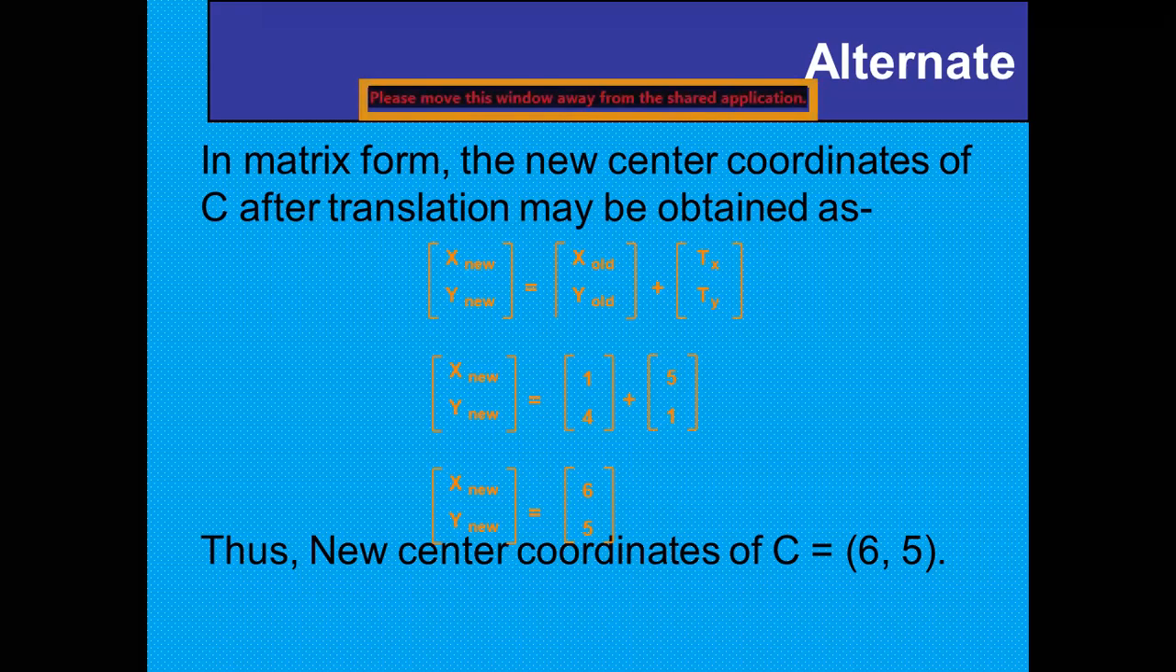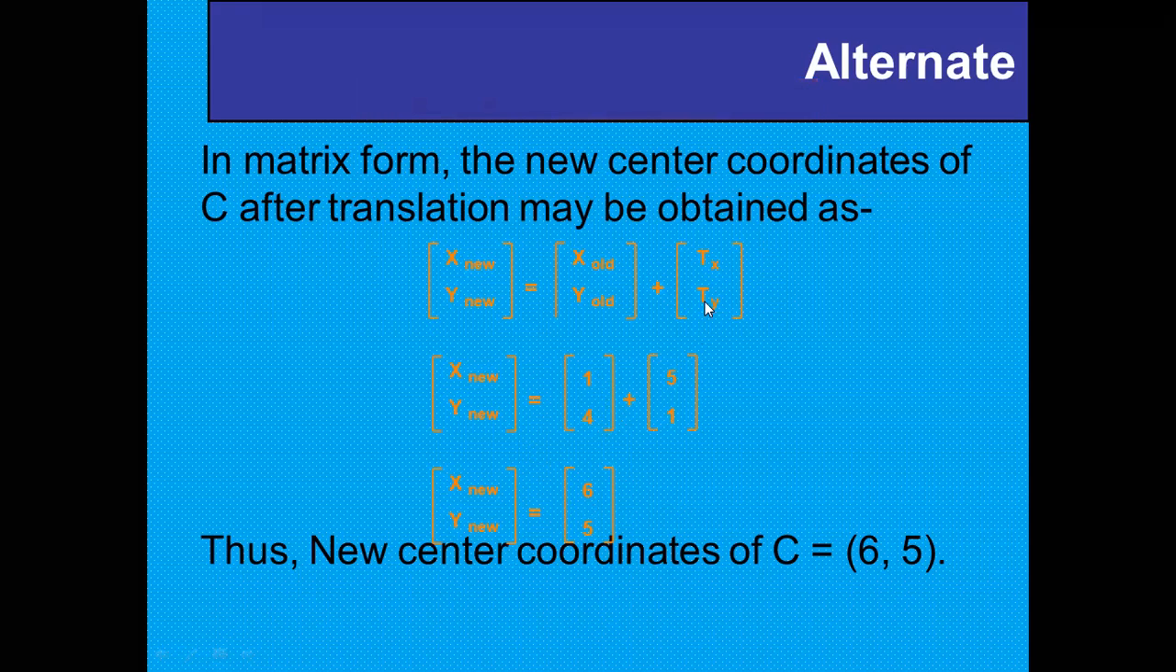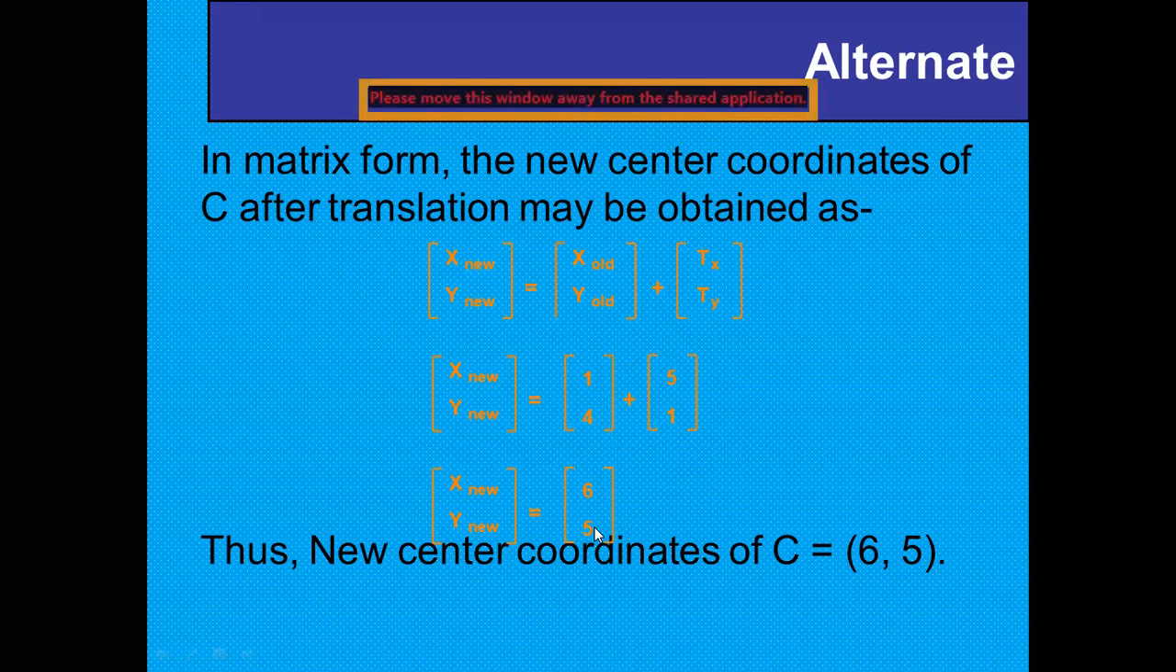Now you can put the values here. You are going to calculate x new and y new, and this is the given value. This is the initial or old value, the value of x and y. This is already given in the problem, and tx and ty are already given. Now you can add the two matrices, and after addition you will get the values 6 and 5. So here x new is equal to 6 and y new is equal to 5.